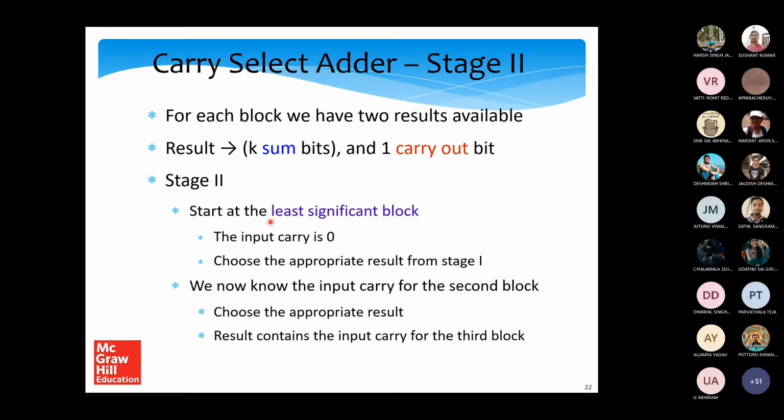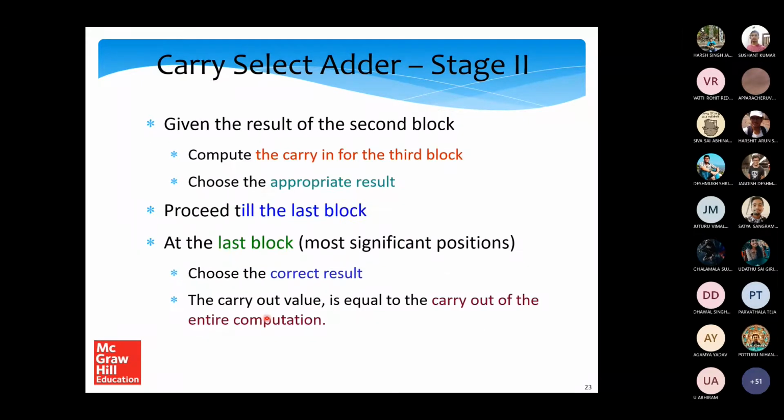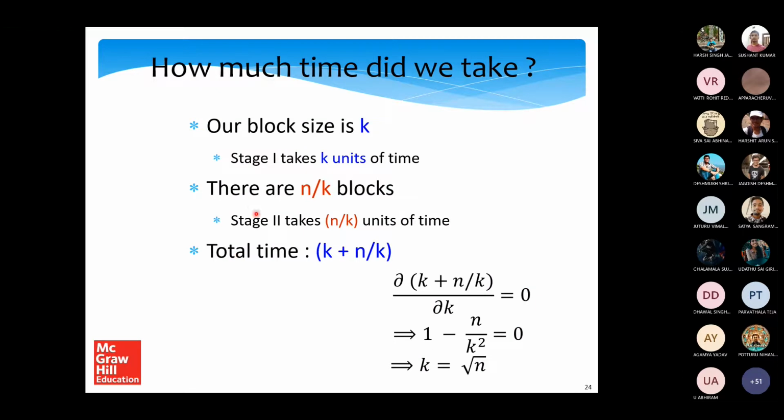So in stage 2 what happens? You start with the least significant block. The input carry is 0. Choose the appropriate result from stage 1. We know the input carry for the second block. So we go ahead.